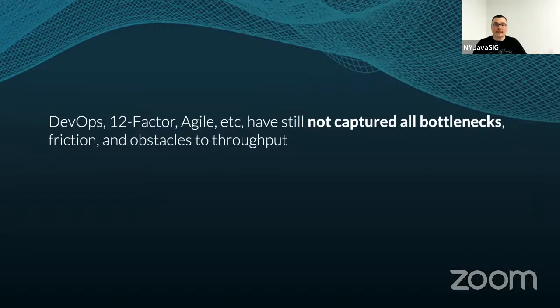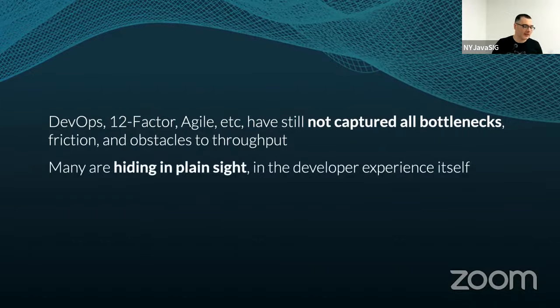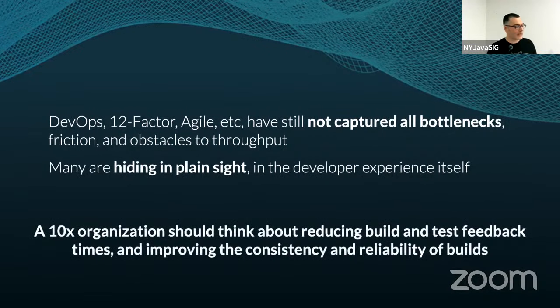All right. So 12-factor was all about making our applications easy to deploy. That's great. DevOps, now we have infrastructure as code. We're treating environments as cattle instead of pets. Awesome, right? But the pains that we're going through are still there, right? Developers still deal with a lot of pain every day. So 10x organizations really need to think about these things and reducing build times and reducing feedback cycles. And really just improving the reliability of your tests and your builds.